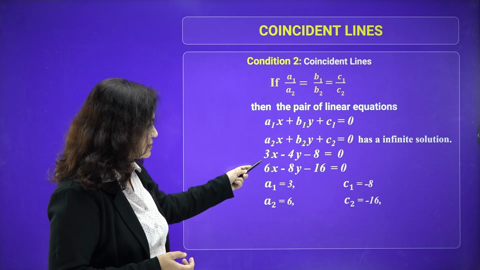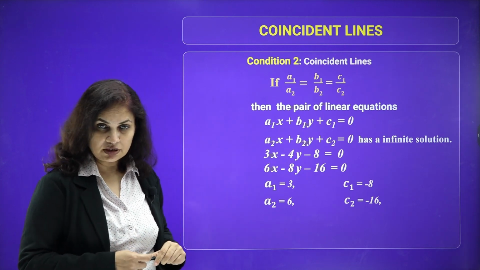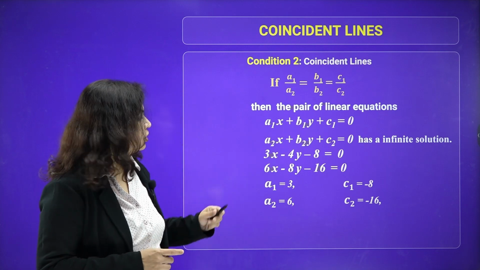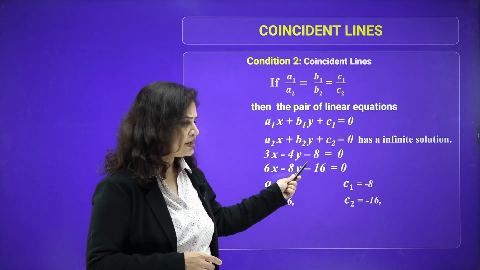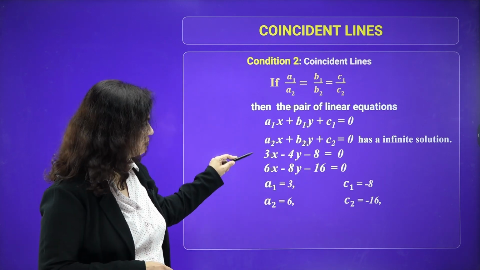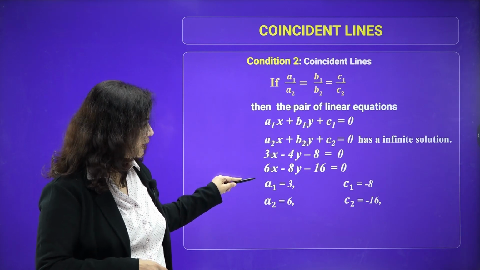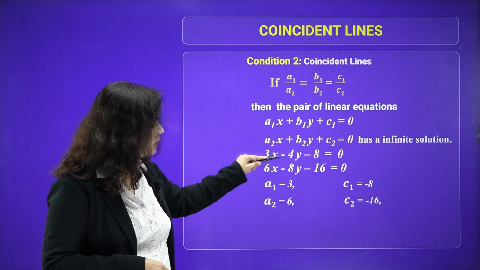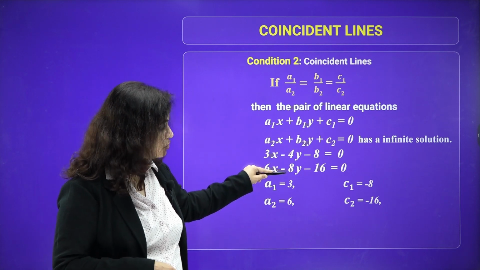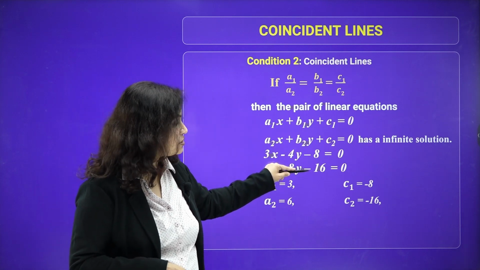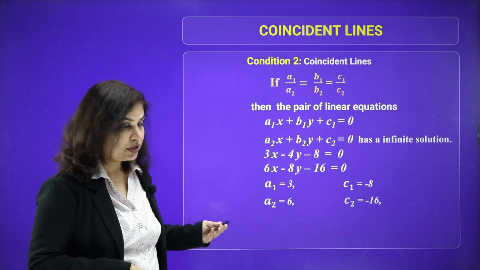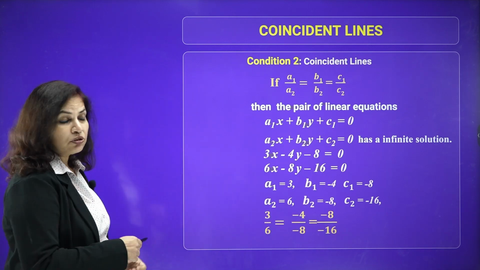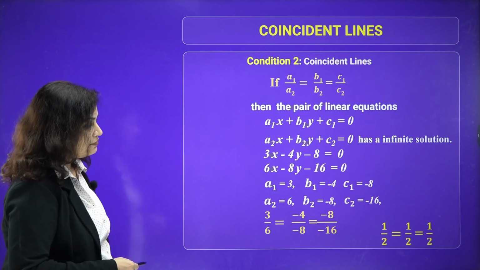So, in the given example, if we have two linear equations, 3x minus 4y minus 8 equal to 0 and 6x minus 8y minus 16 equal to 0, let us check what is A1 upon A2. A1 upon A2 is equal to half. Again, B1 upon B2 is equal to half, and C1 upon C2 is also equal to half.